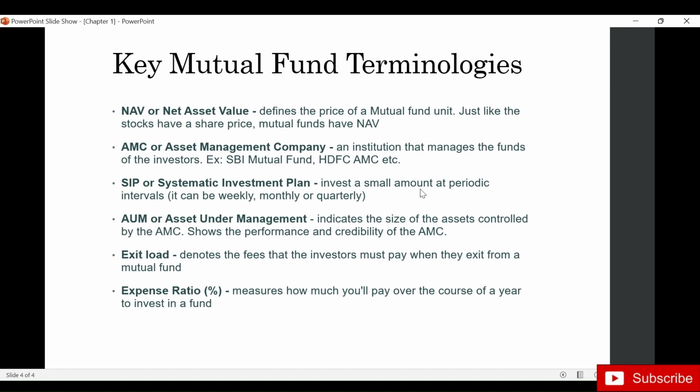Coming to our last term, which is expense ratio percentage. This measures how much an investor will pay over the course of a year to invest in a mutual fund. For example, if you invest 100 rupees in a mutual fund and the expense ratio is 2%, then it means that you will pay 2 rupees over the course of the year to the AMC for managing your investments.